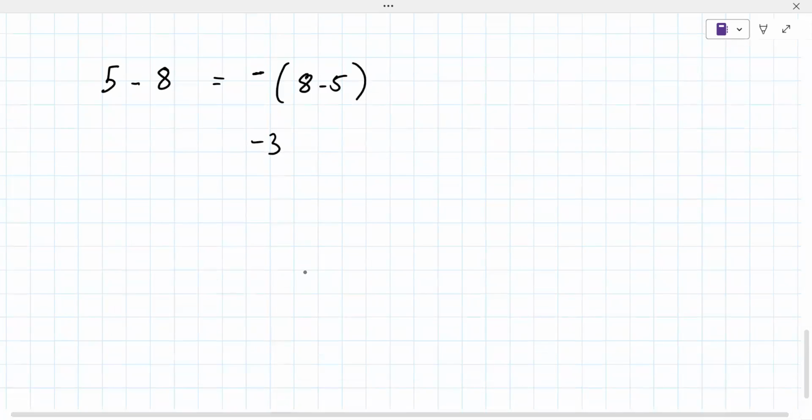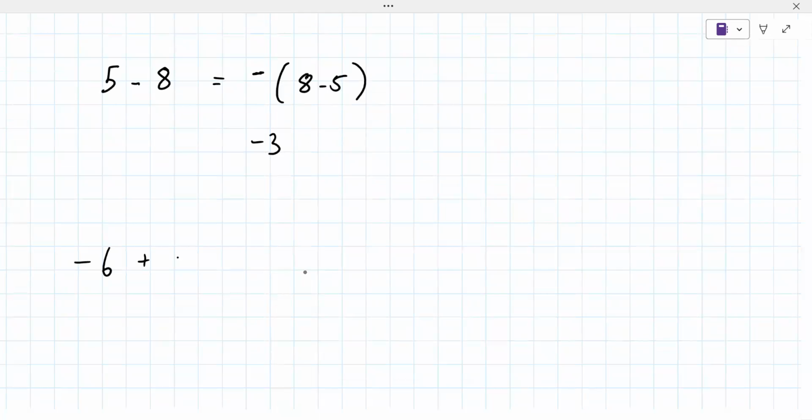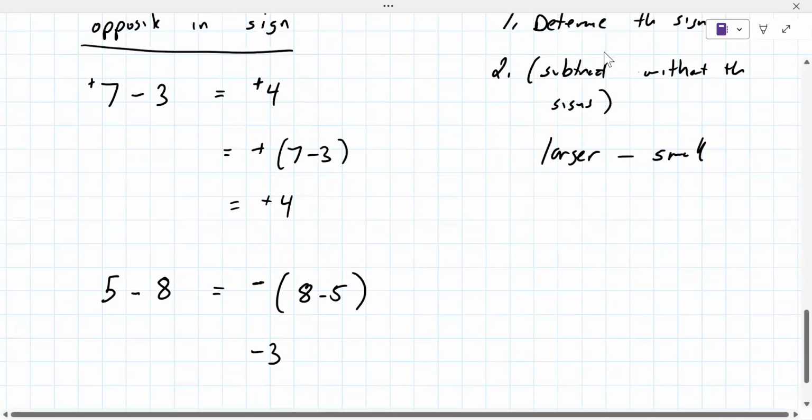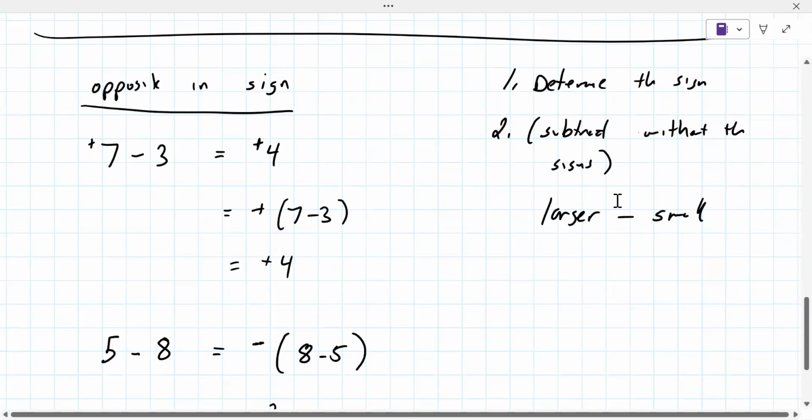Let's say it's -6 plus 4. So again, which is further from 0, the -6 or the 4? Then -6. So we know the answer is negative. Then you take the larger and subtract the smaller without the sign. So you have to remember these two cases. You have to say, okay, I'm really comfortable with the idea that this becomes -2. Eventually you just do this without writing all this out, but for now you may have to do it in this order. It's a very simple algorithm. You determine the sign, subtract the larger and the smaller.